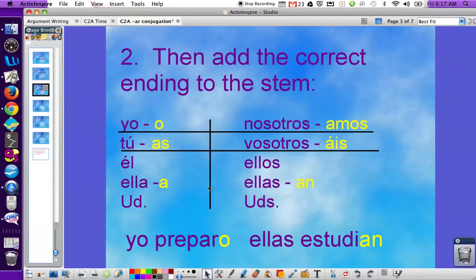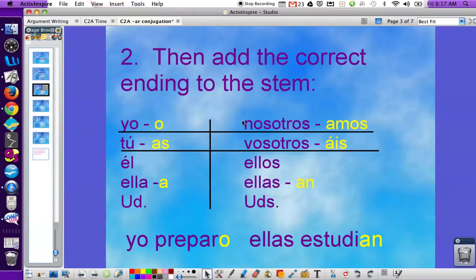The next step is to add the correct ending to the stem. The ending will be different for every subject pronoun. For yo, I would add an O. For tú, I would add an AS. Él, ella, usted, I add an A. Nosotros, I add an AMOS. Vosotros, I add an A with an accent, IS. Remember I told you the vosotros form almost always has an accent? And the ellos, ellas, ustedes form, I add AN.